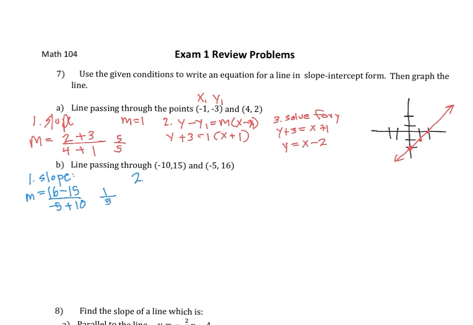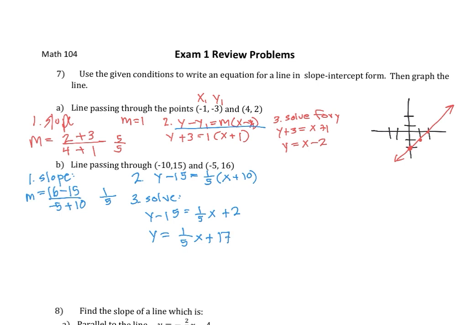All right, then we're going to put it into our equation of the line. So we have y minus our y point is equal to our slope, which is 1 fifth, times x minus our x point, so plus 10. And then we will solve for y. y minus 15 equals 1 fifth x. 1 fifth times 10 is 2. Add that 15 over, we get 1 fifth x plus 17.